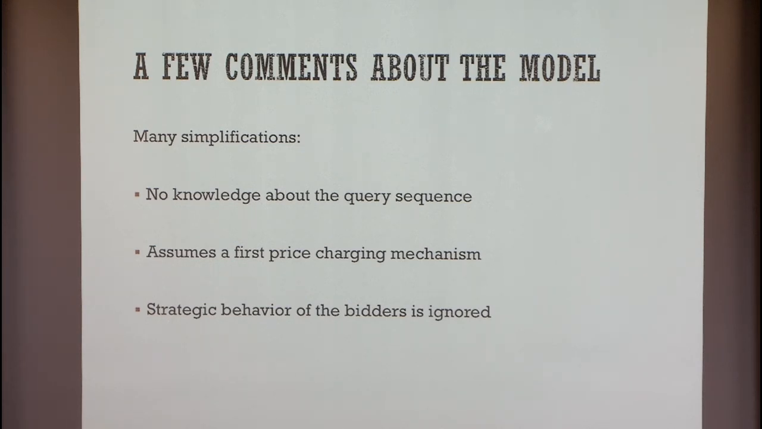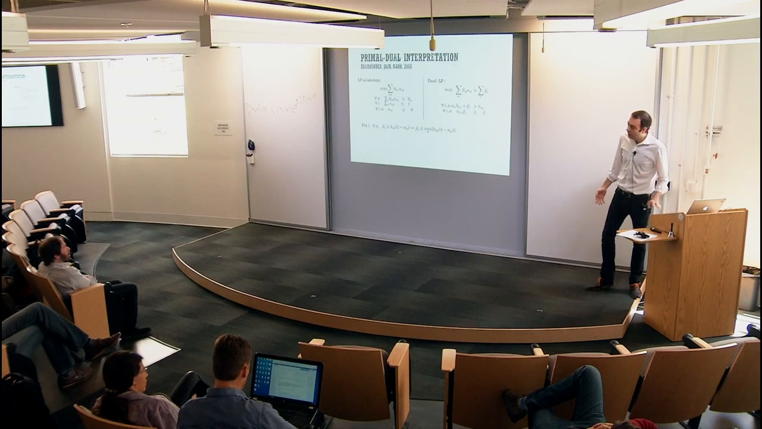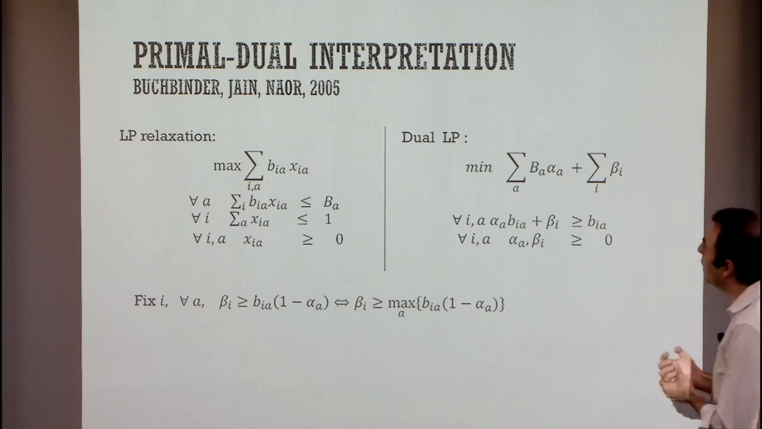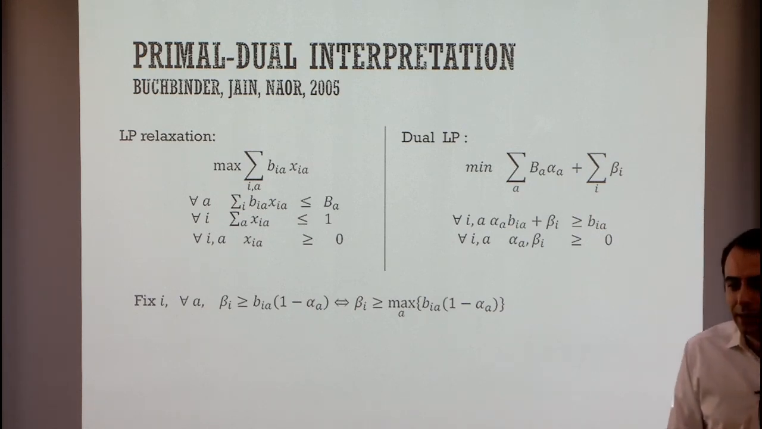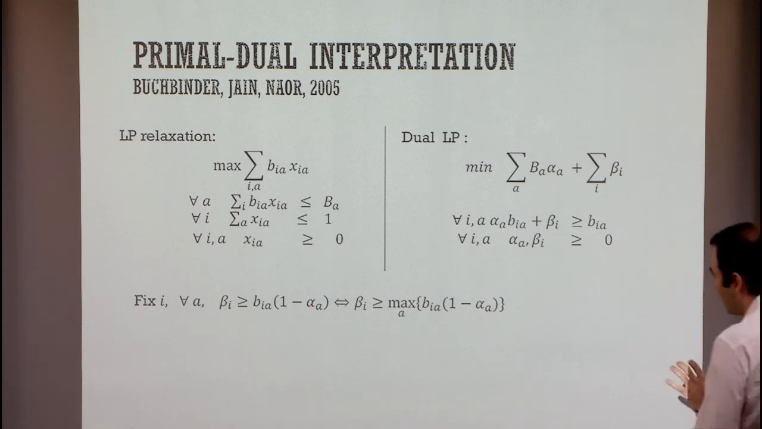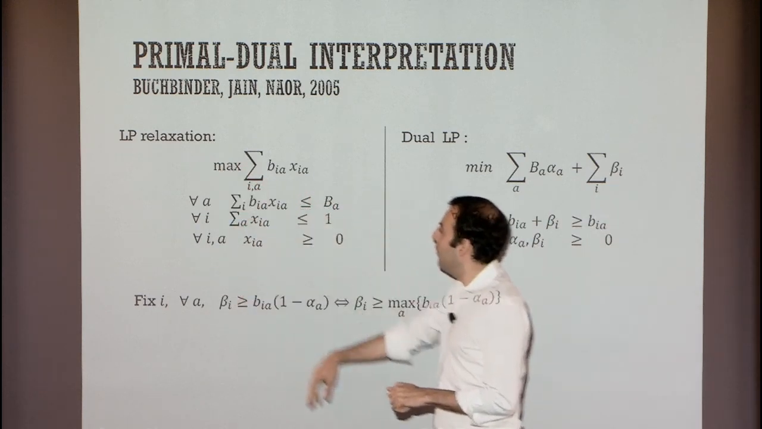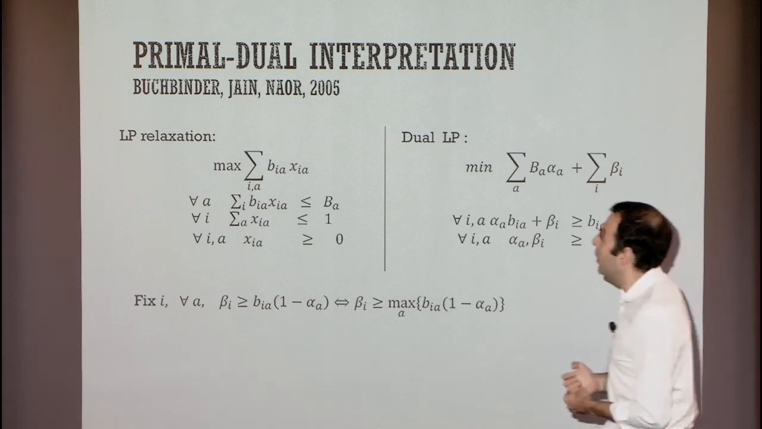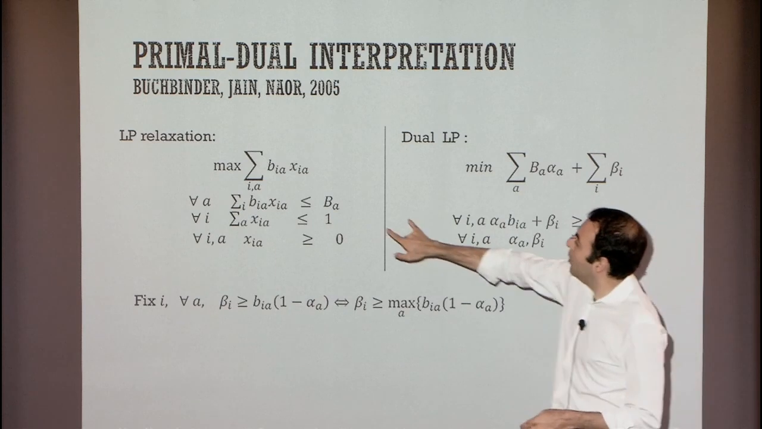I'm going to tell you about a few follow-up works that gave us a better understanding of this problem. The first one, shortly after by Buchbinder, Jain, and Naor, was a primal-dual interpretation of the algorithm. This is very interesting, and it's going to be very useful. If you think about the allocation problem, you can, by and large, write it as a linear program. So you're trying to maximize your revenue subject to the amount that you're charging.